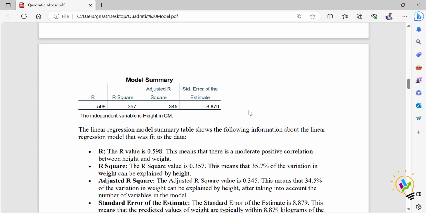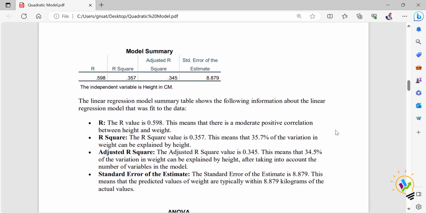R value is 0.598. This means that there is a moderate positive correlation between height and weight. R square value is 0.357. This means that 35.7% of the variance in the weight was explained by the height.